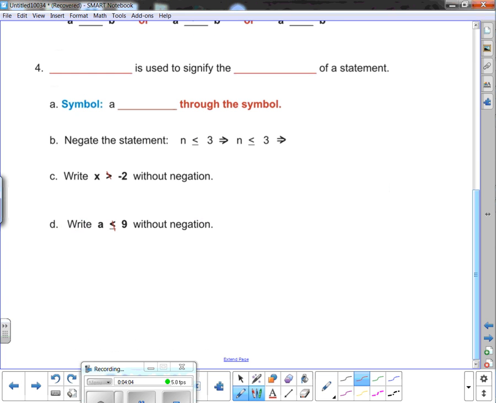Let me go higher here. Number four. All right, so this is something we did not do last year, and it is the aspect of negation. Negation is used to signify the opposite of a statement.